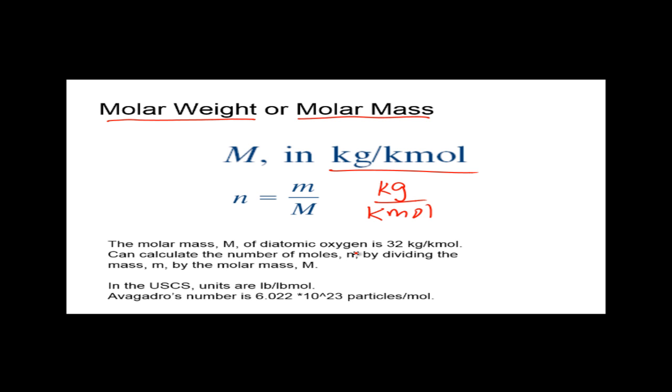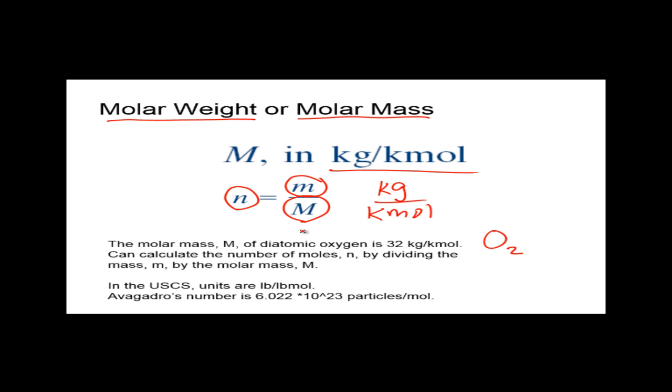All right. So diatomic oxygen, O2, has a molar mass of 32 kilograms per kilomole. So if I have 1 kilomole of diatomic oxygen, then I have 32 kilograms of that diatomic oxygen. You can jump back and forth between the mass description and amount using the molar mass.